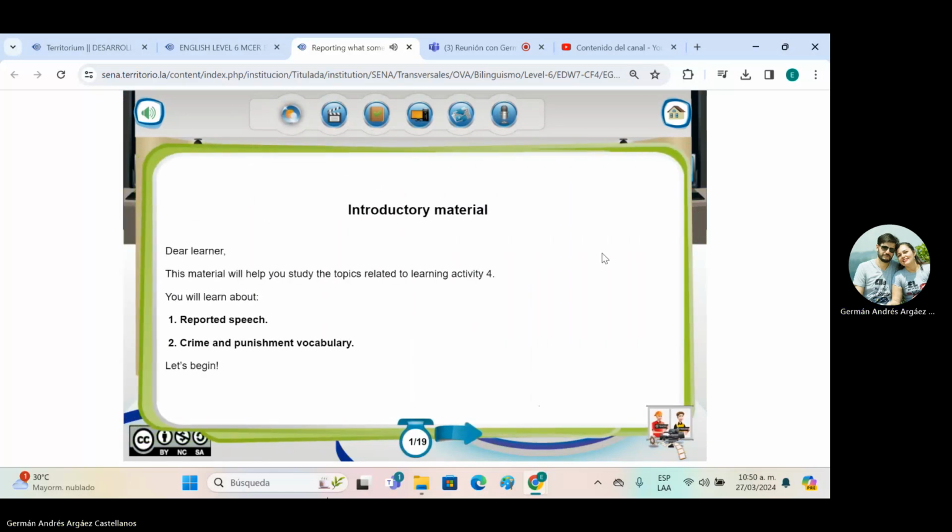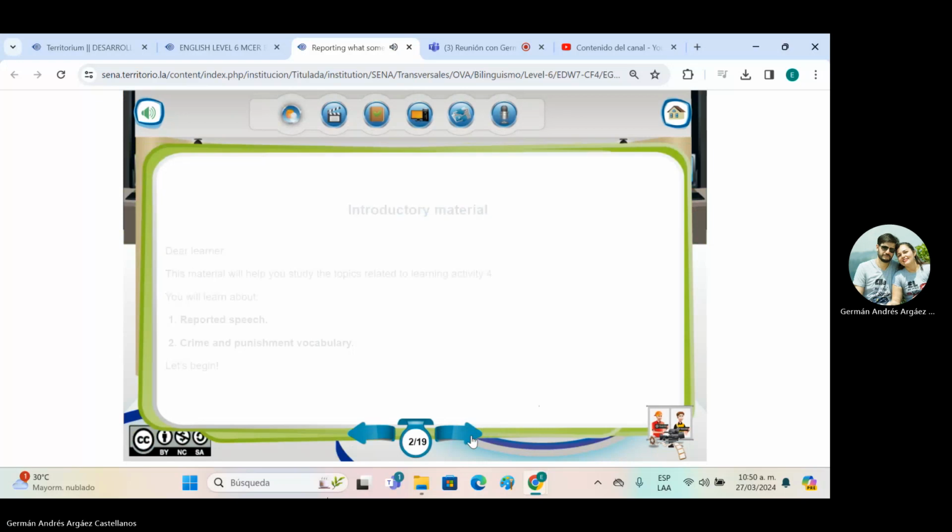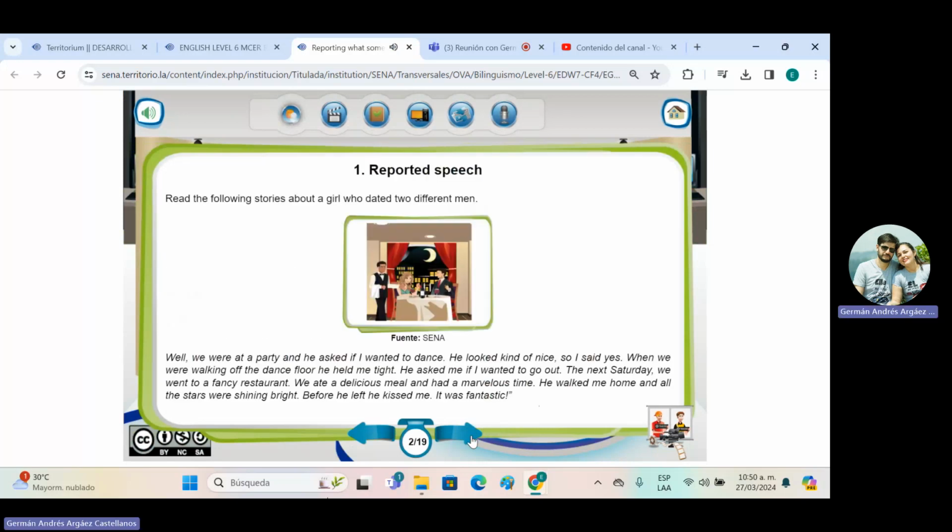Introductory material. Dear learner, this material will help you study the topics related to Learning Activity 4. You will learn about: 1. Reported speech, 2. Crime and punishment vocabulary. Let's begin. 1. Reported speech. Read the following stories about a girl who dated 2 different men.